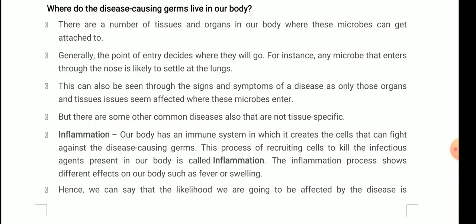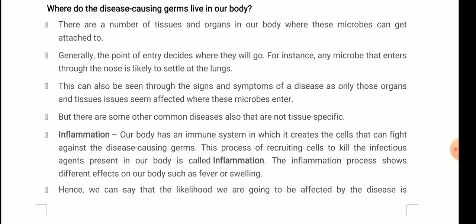Third, this can also be seen through the signs and symptoms of a disease, as only those organs and tissues seem affected where these microbes enter. For example, if the kidney is affected, then only the kidney will show symptoms, such as proper filtration not occurring and problems in the urine. So it can easily be told that there is a problem in the excretory part, and after examining, the doctor can tell which part is affected.